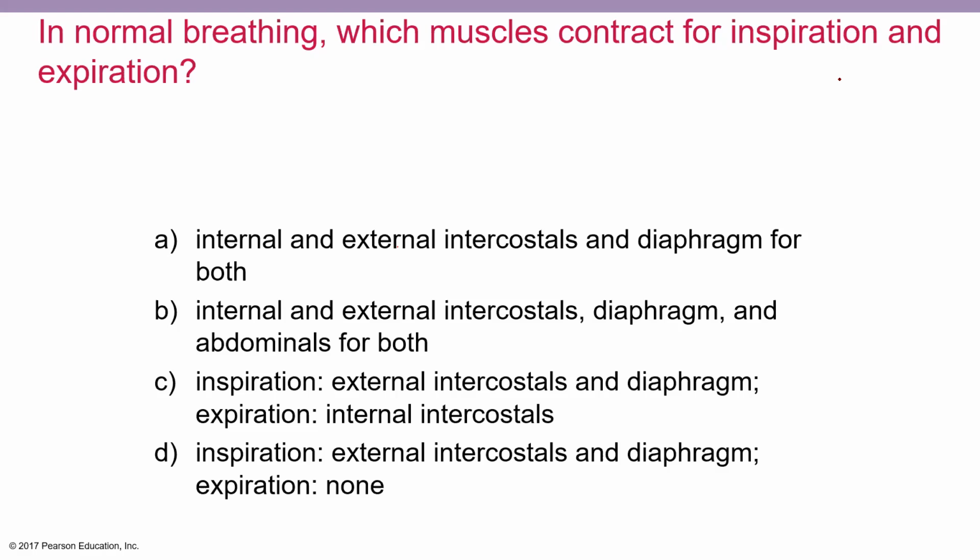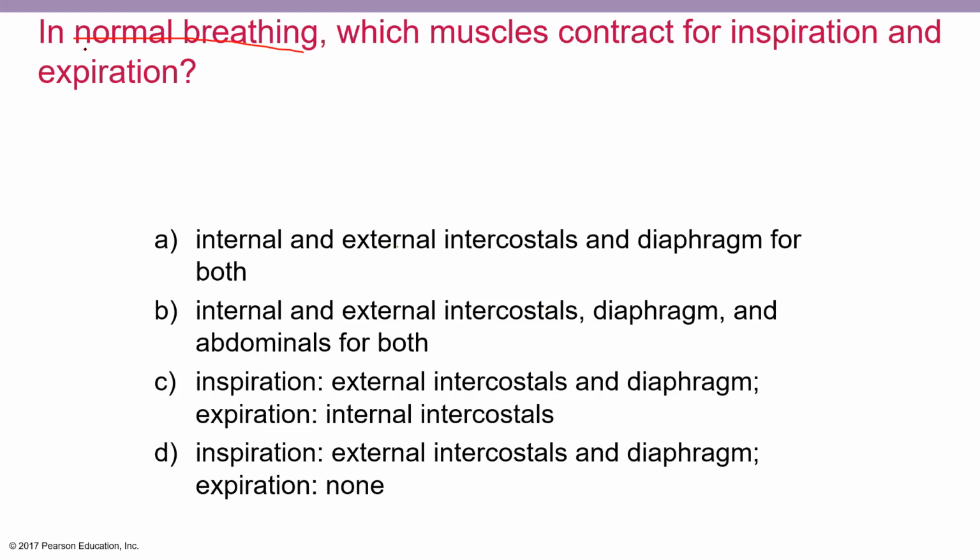All right, let's take a look. So a lot of response for C. In normal breathing, keyword normal breathing here, which muscles contract for inspiration and expiration? We said during normal, quiet respiration, inspiration is done by the external intercostals and the diaphragm. Expiration is done by nothing. No muscles are actively contracting to bring about expiration. It is a passive process and it relies on the recoil of those inspiratory muscles, okay?